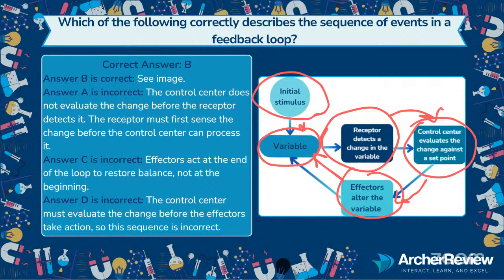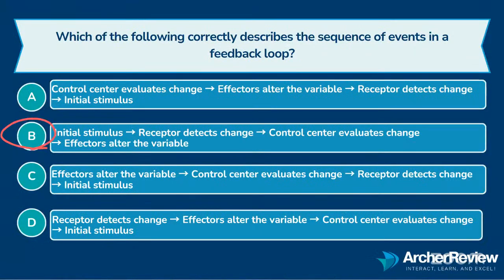All right, let's look back and see what was wrong with our other answer choices. So B was our correct answer. A, control center evaluates the change. Well, I know before I go any farther with A that that's incorrect because we didn't even see a change yet. The control center is evaluating something that hasn't happened yet. And so with that in mind, we can rule out A instantly. It's not going to evaluate something that hasn't happened yet.